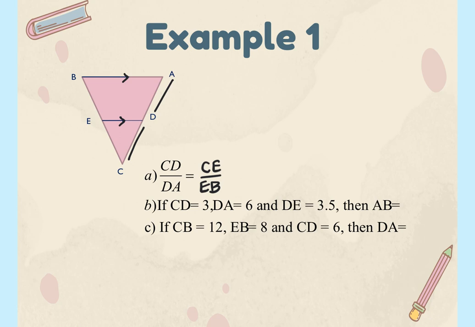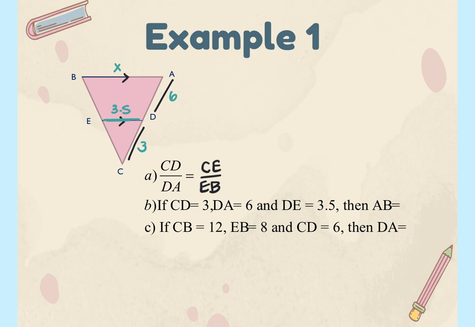B says if CD is 3 and DA is 6 and DE, which is this segment here, is 3.5, then what's AB? Now, what's given to you on the right is the sides, but what's given to you on the other side is not the side. It is the bottom or top side, technically, of those triangles. So it would be 7?